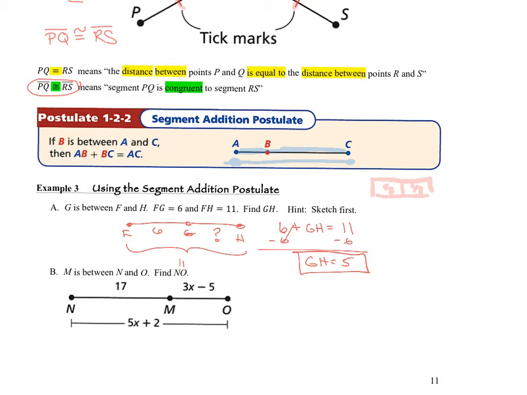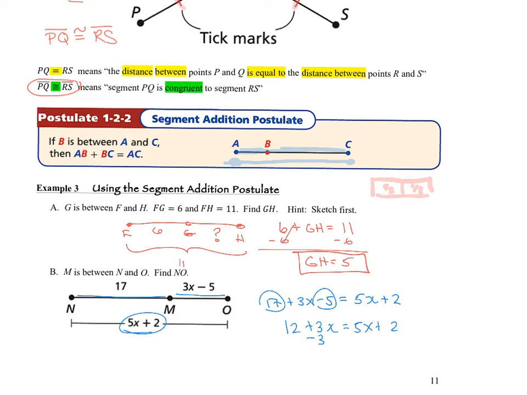So my 2 pieces, NM and MO, add up to the total. So 17 plus 3x minus 5 has to equal the total, 5x plus 2. So now I have some solving to do. I can combine like terms, 17 and negative 5. That's going to get me 12 plus 3x equals 5x plus 2.